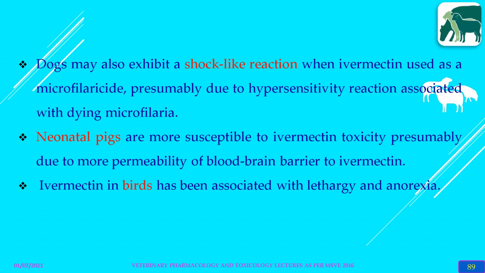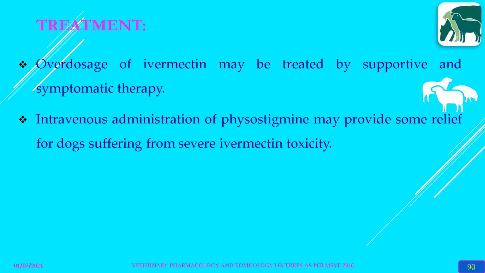Then coming to the treatment of overdose. It is just symptomatic, there is no specific antidote, but sometimes the parasympathomimetic drug physostigmine may provide some relief for dogs with severe ivermectin toxicity. So whenever there is an overdose, we can use physostigmine.